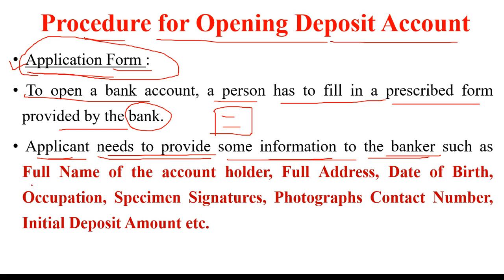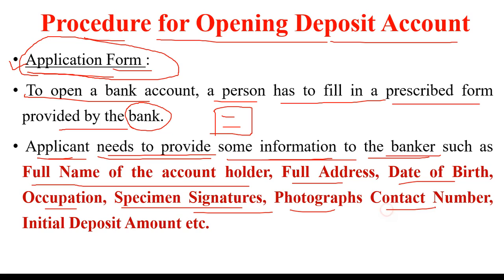Such as the full name of the account holder, which means the full name of the customer. Then the full address, where the customer is living or staying, the residential address. Date of birth. Occupation, that means what work he does. Then specimen of signature. Signature is important in the application form. Then photographs, contact number, initial deposit amount.